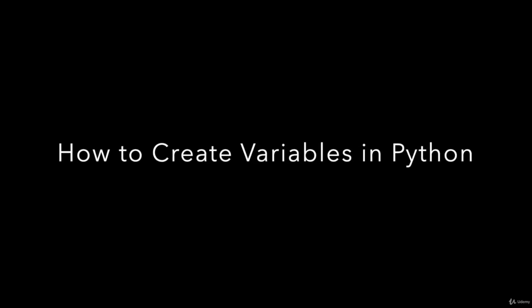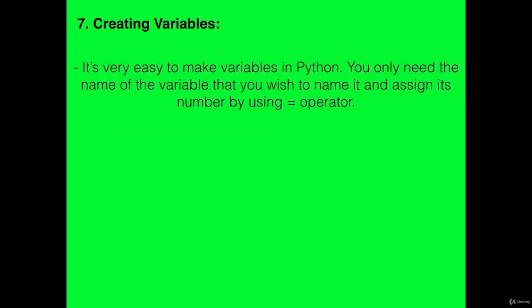How to create variables in Python. Creating variables. It's very easy to make variables in Python. You only need the name of the variable that you wish to name it and assign its number by using the equal operator. Let's see how.